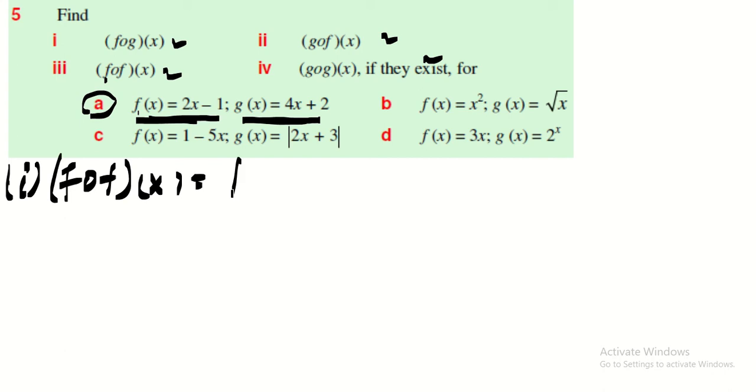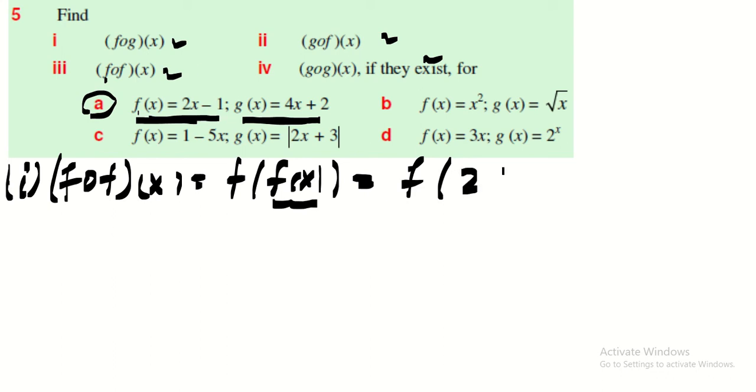This means we will do f of x, which is f of, what's f of x? f of x is 2x minus 1, which is again f of 2x minus 1. Means, remember, what does f of x do? To multiply by 2, then subtract 1.